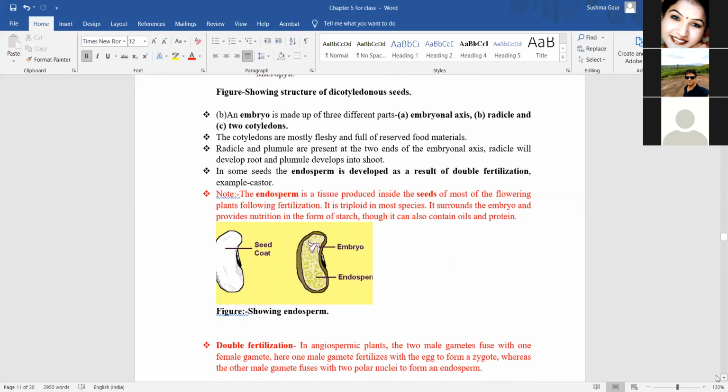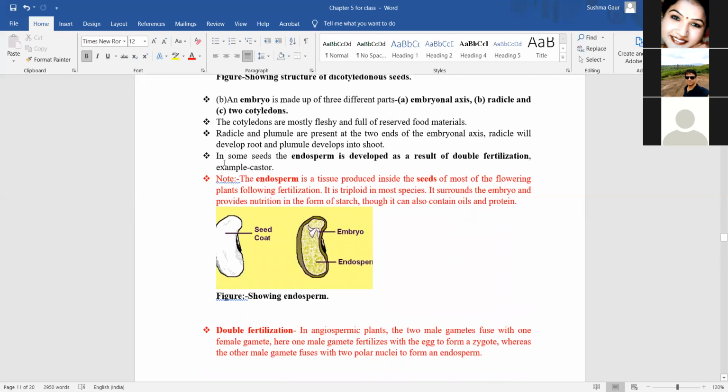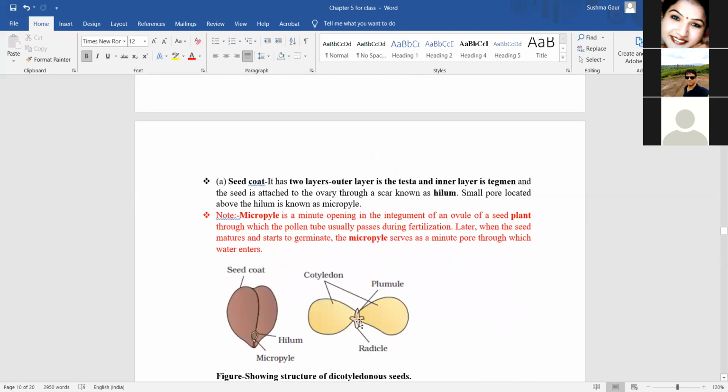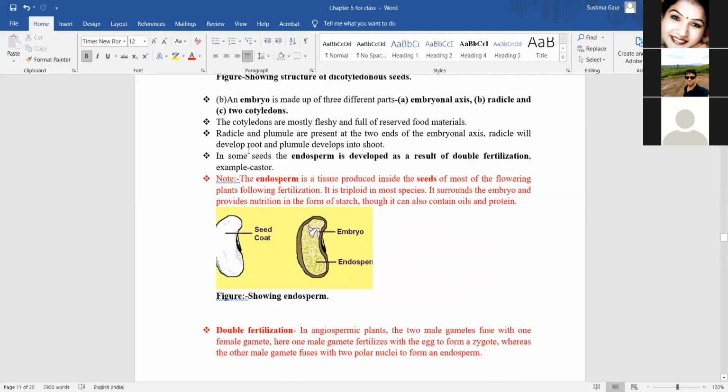Okay. So we know that the radicle and plumule are present at the two ends of the embryonal axis. We can see here, this is the embryonal axis. Plumule is on top, radicle is at the bottom, and the radicle will develop into root and the plumule will develop into shoot. I have told you earlier also.